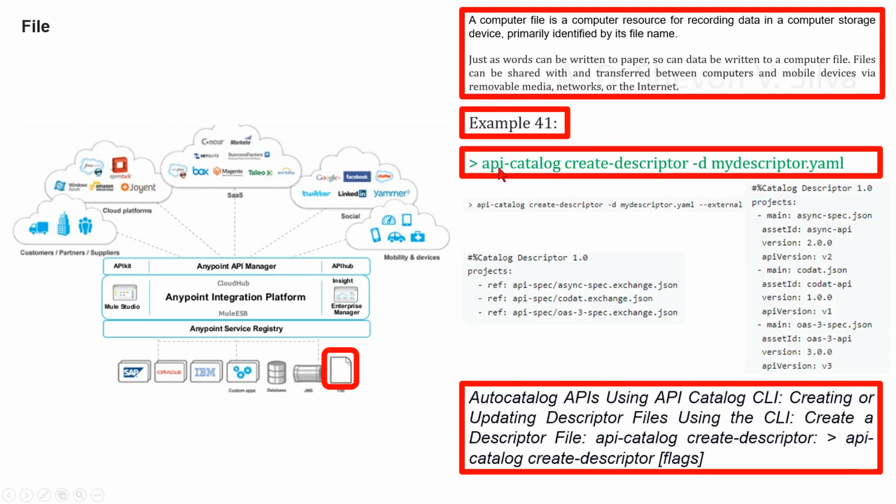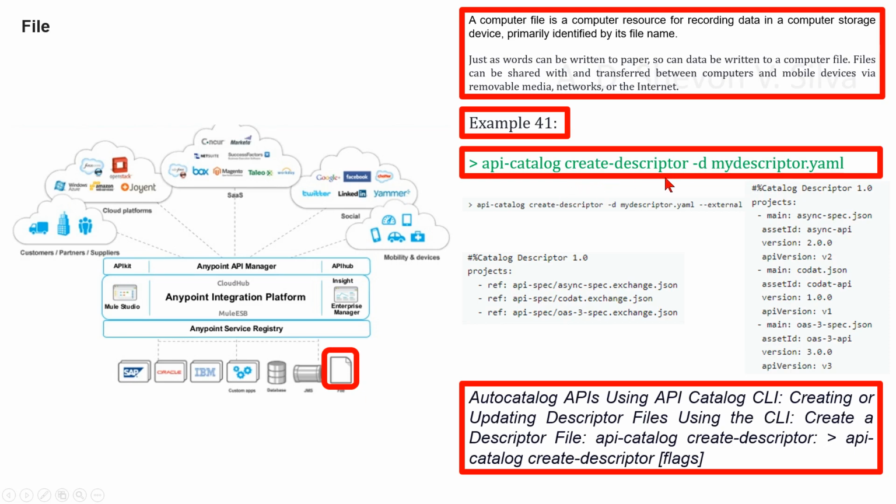API catalog create descriptor. Create a descriptor file. Creating or updating descriptor files using the CLI. Catalog APIs using the API catalog CLI.